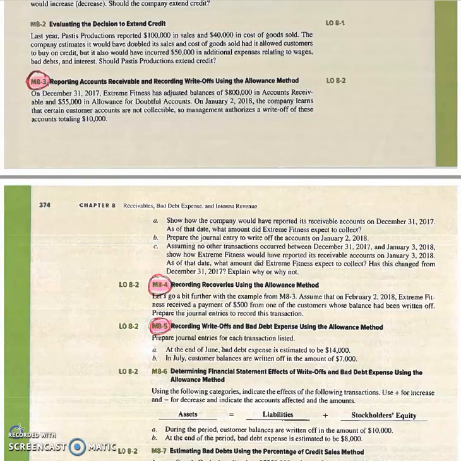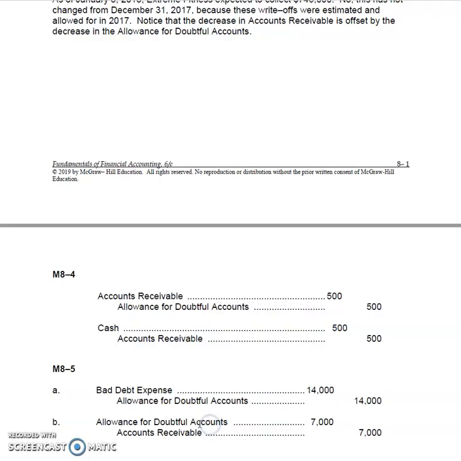Then the second part of that, in July, customer balances are written off in the amount of $7,000. So we're writing off customer balances. We need to credit accounts receivable for $7,000, debit the allowance for $7,000. So there we have debit allowance for doubtful accounts, $7,000, credit accounts receivable for $7,000.